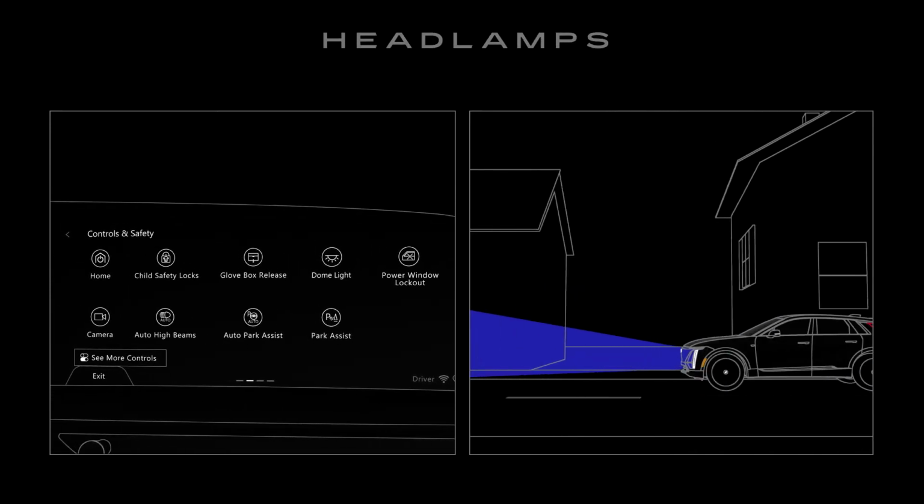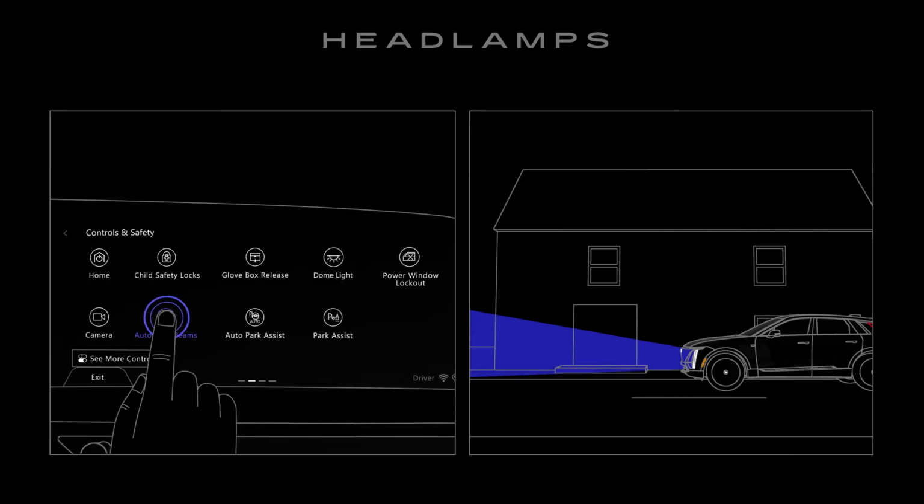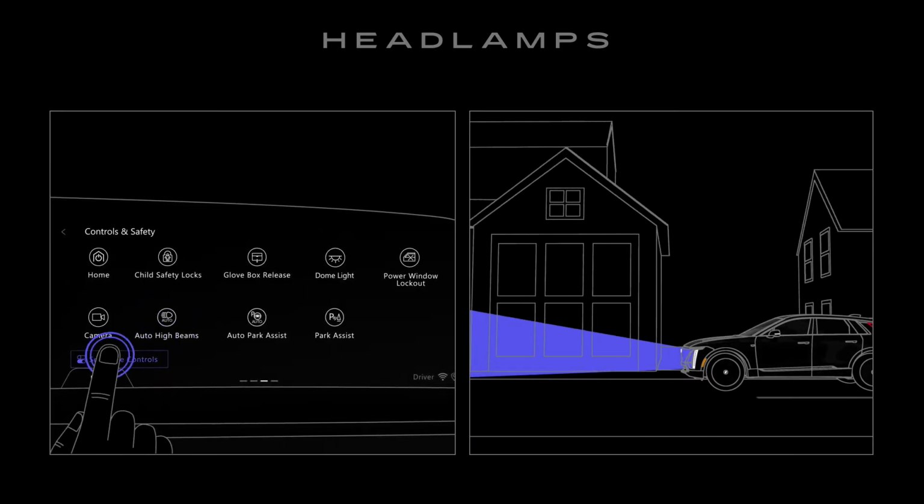Headlamps. A quick access button for auto high beams is on the home page of this app. Change other light settings through the lights tile.